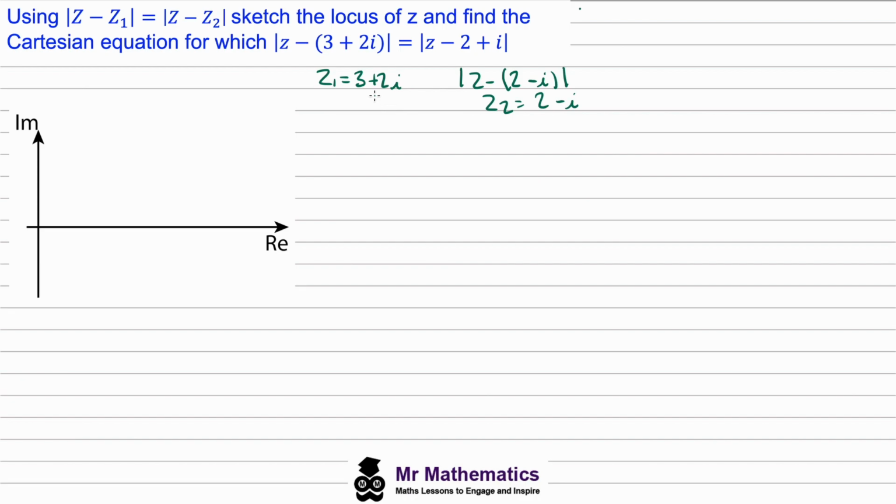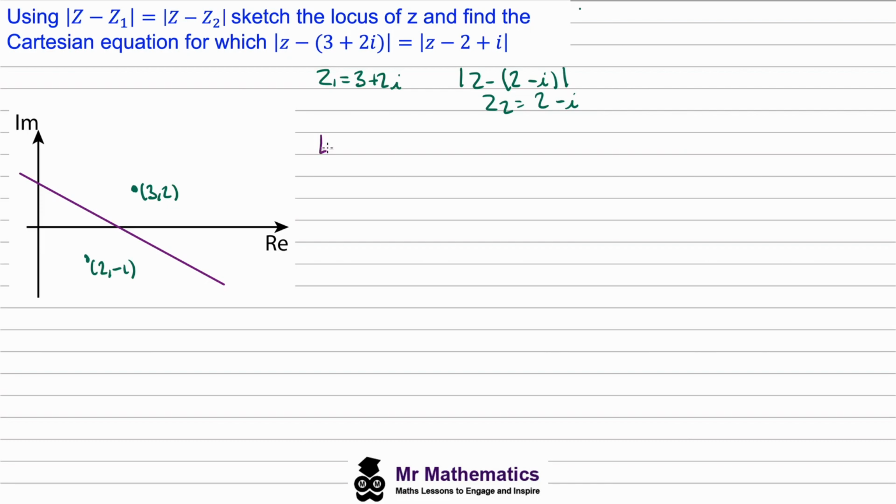And if we plot these two complex numbers on our Argand diagram, well, Z1 will be approximately here at coordinates 3 and 2, and Z2 will be approximately here at coordinates 2 and negative 1. So the locus will be a perpendicular bisector between these 2 points, which would look something like this. And we can see this because the distance between Z1 and the locus is exactly the same for both coordinates. Okay? So now we need to find the equation of this equidistant path between the 2 points.